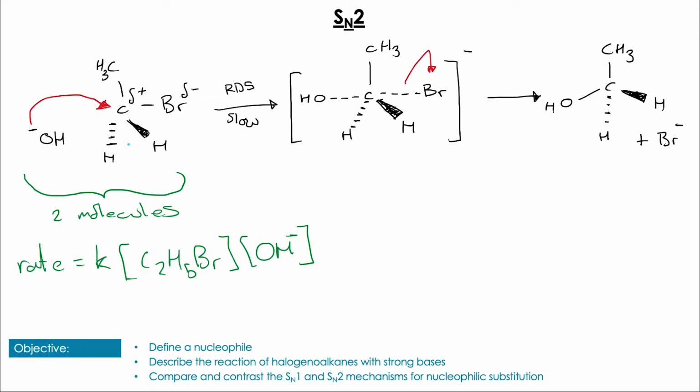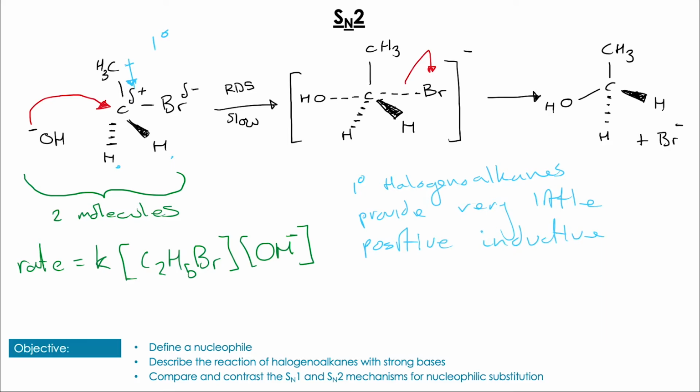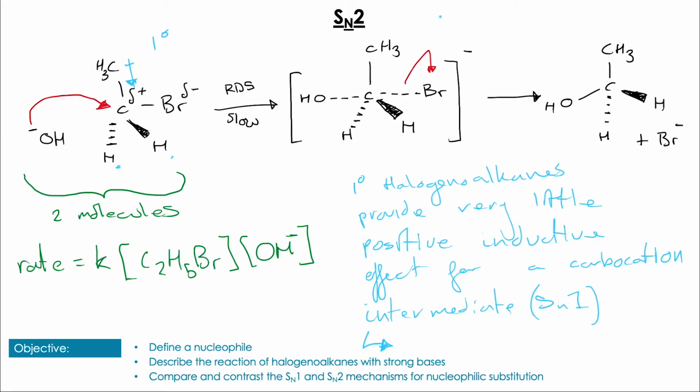Now, again, we can use the positive inductive effect to understand this. This is primary, so we only have limited amounts of positive inductive effect for a potential carbocation intermediate. So the bromine can't take those electrons with it, as there's only one methyl group in this case to stabilize that carbocation intermediate, and so therefore Sn1 reactions can't occur, and instead we have to form this transition state.